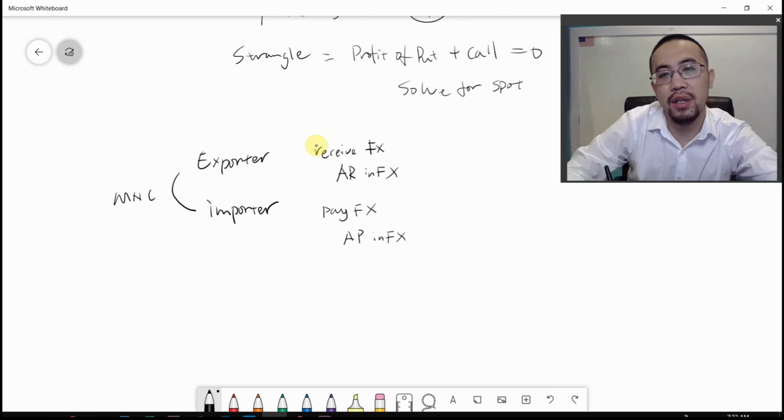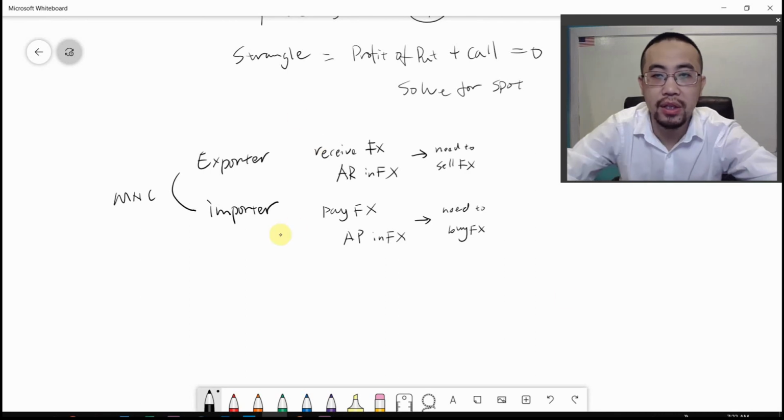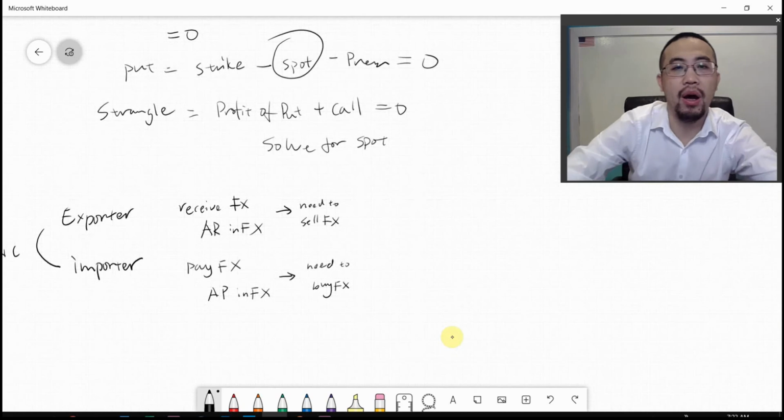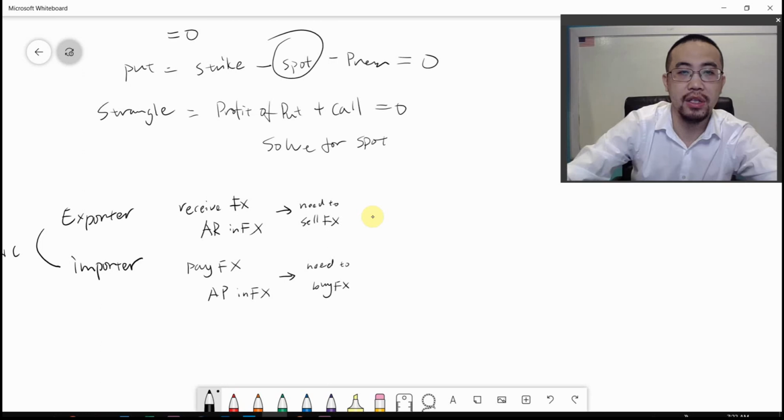If you receive foreign currency in the future, that indicates you will need to sell the foreign currency upon receiving it from your clients or customers. If you have payables in foreign currency, then you will need to buy the foreign currency from the exchange market to pay your vendors. So, what financial products would give you the right to sell? This can basically be hedged through several things.